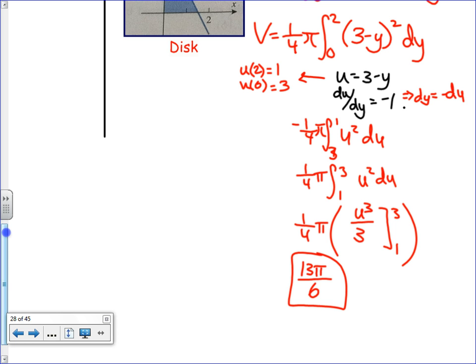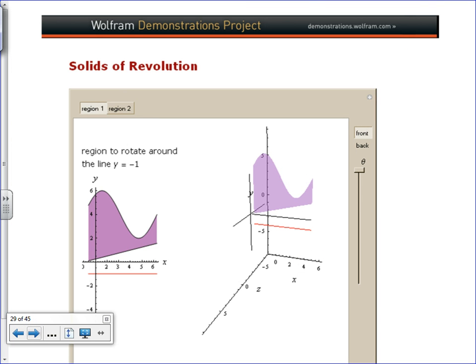27 thirds, that'd be 9, right? Minus 1/3 would be 26 thirds, 26 twelfths, 13 sixths, right? Yes. Thanks. Moving on.